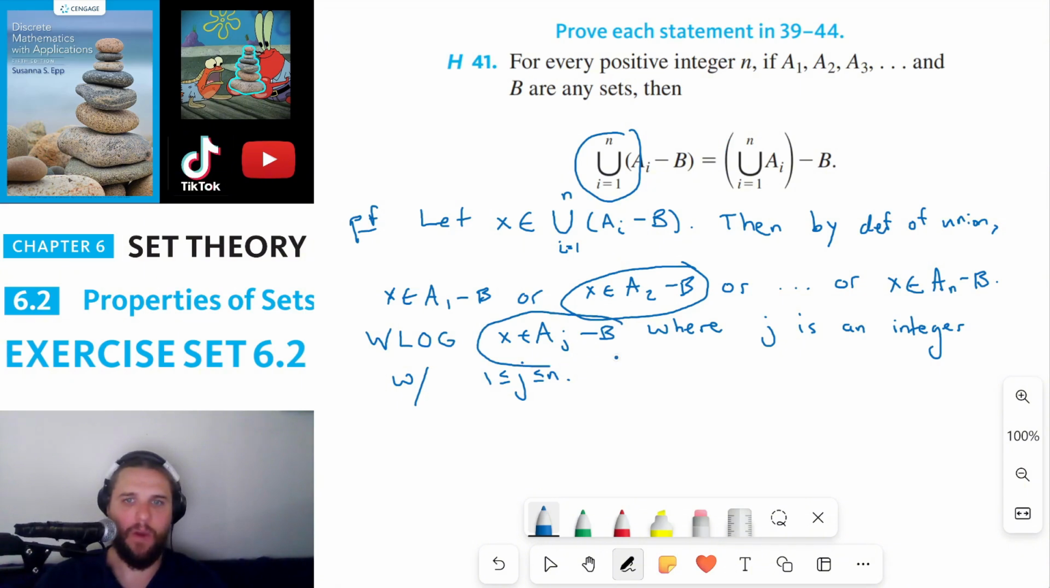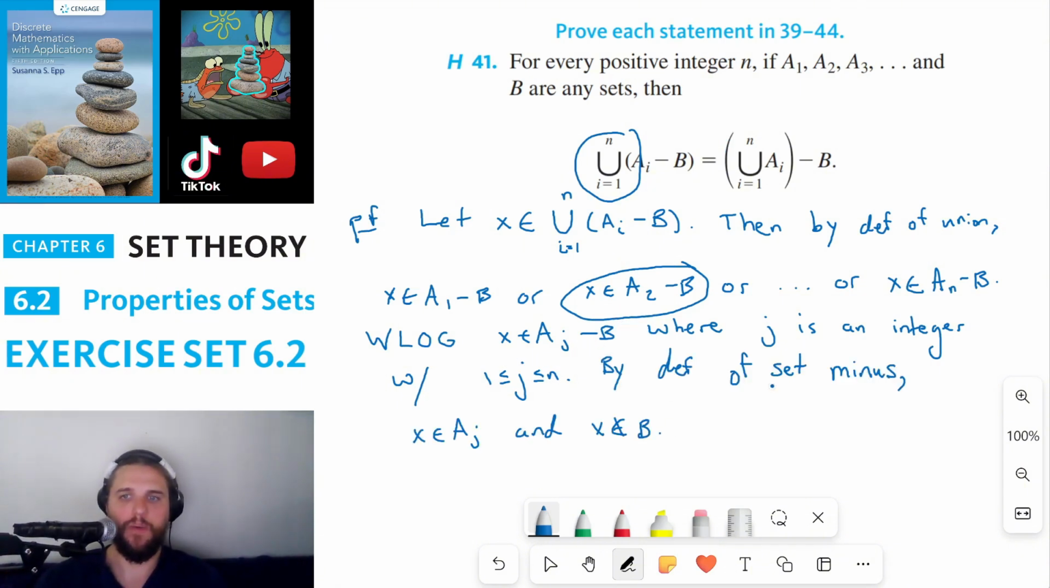Now we can unpack what it means for x to be an element of A_j minus B. So by definition of set minus, x is an element of A_j, and x is not an element of B. Now we have that x is not an element of B, which we're going to need in a second here. But we need to show that x is an element of the union from i equals 1 to n of A_i.